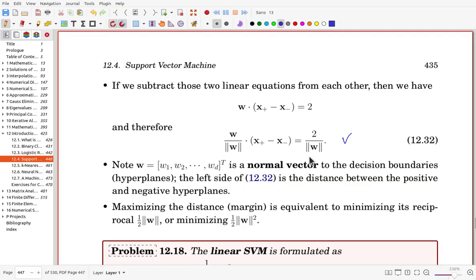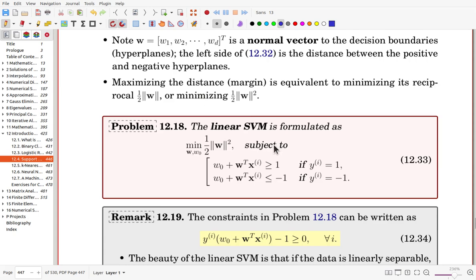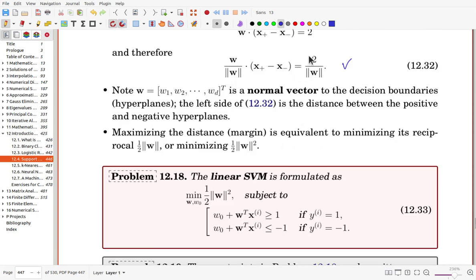That's the margin, and we have to maximize this one, but it is the same as maximizing that, so its reciprocal must be minimized. Here we have the mathematical formula for the support vector machine. Maximizing this quantity is the same as minimizing its reciprocal, and also the same as minimizing the norm squared. So we have a formula here.